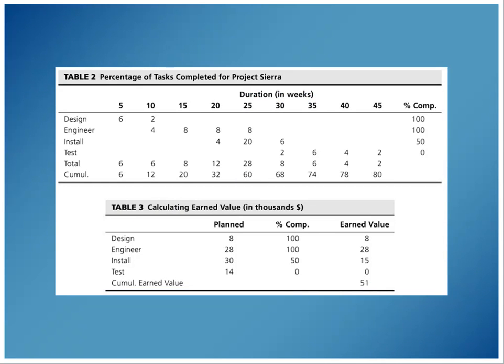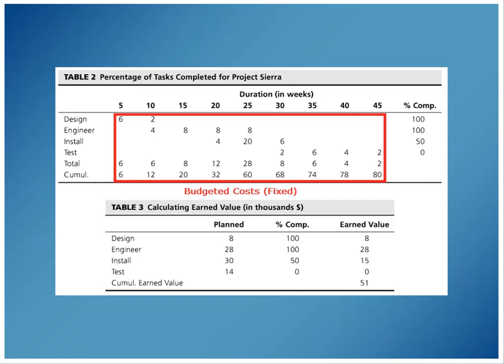And we can see in the book they have this table that shows a project layout. We've got it broken up in 5-week durations, and we have design, engineer, install, test. We have 4 categories there, and then there's a total and a cumulative total for our budget area. And this area right here is what we have budgeted when the project begins.